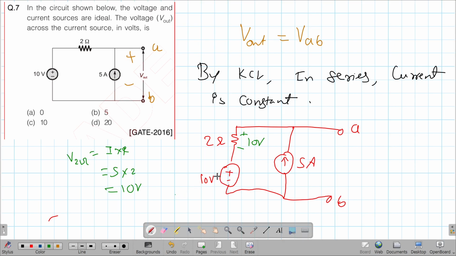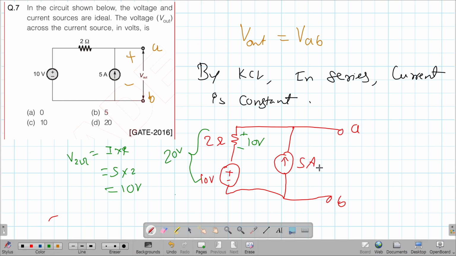Voltage drop of 10 volt and voltage source 10 volt are aligned. Okay, so they will get added. Now you can see that by adding it will become 20 volt. Okay, you can see that combined voltage, as we combine 10 volt and 10 will become 20 volt, and they are appearing across the current source.